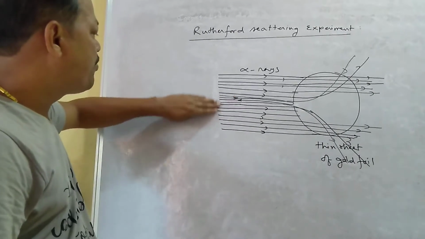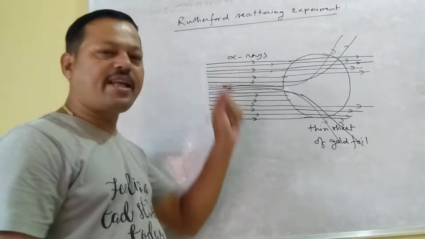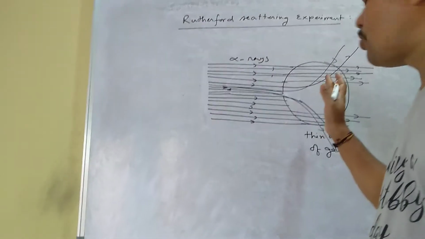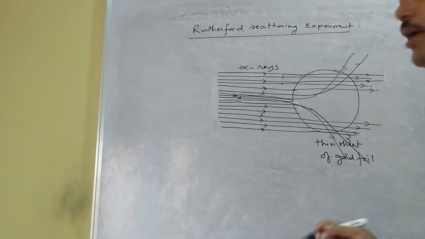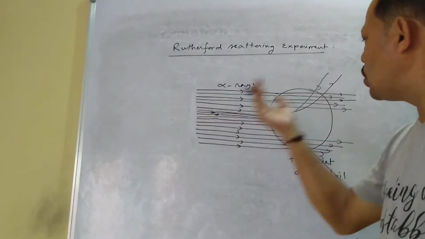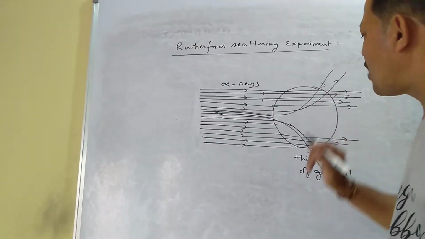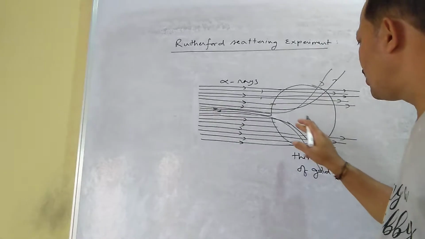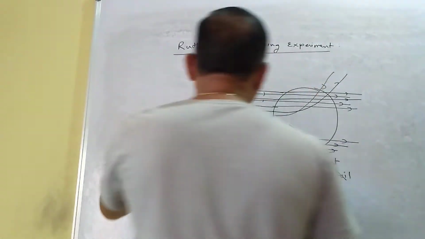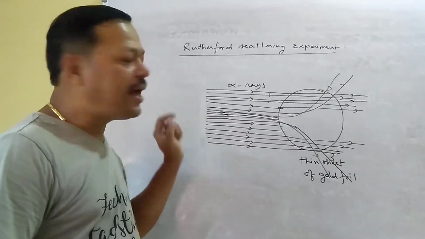When Rutherford passed alpha rays, which are positively charged and normally come from a radioactive element, onto the thin sheet of gold foil, it was found that maximum of the alpha rays pass through the gold foil without undergoing any deflection, few alpha rays show some deflection with angle greater than 90 degrees, and a few alpha rays come back again.